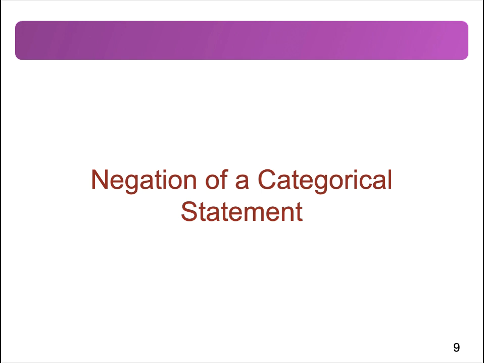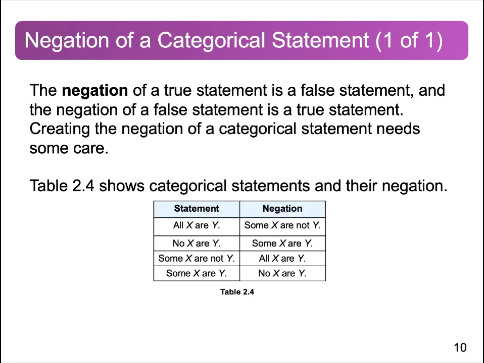Now let's look at negations of categorical statements. These can actually be a little tricky to us because sometimes we want opposites to be there that aren't true. So if you have a negation, you're either taking a true statement and turning it into a false statement, or you're taking a false statement and turning it into a true statement. But you have to be really careful when you create these.